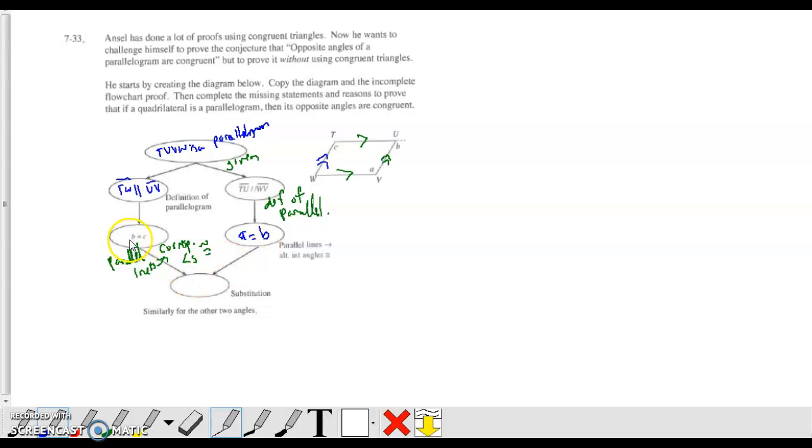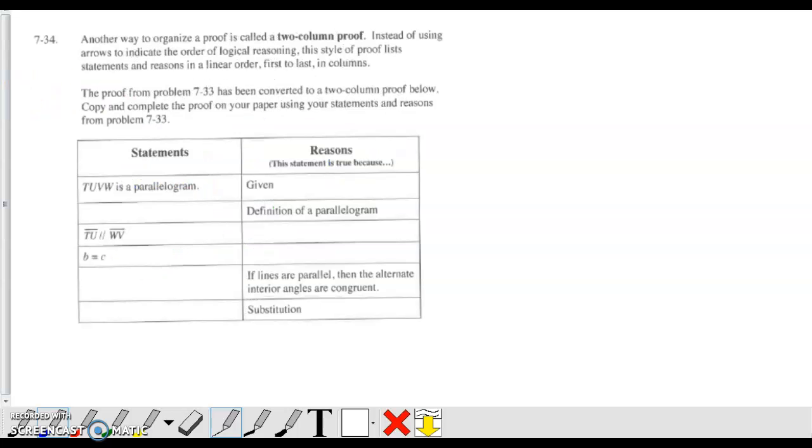Okay, so if B is equal to C and A is equal to B, that means I can replace every B with this C. So by substitution, I get to say A is equal to C, which is opposite angles of a parallelogram being congruent. We have officially solved and proved this problem. Hopefully it's a little bit easier now that we just fill in the blank. Now we're going to talk about how this is a two-column proof.